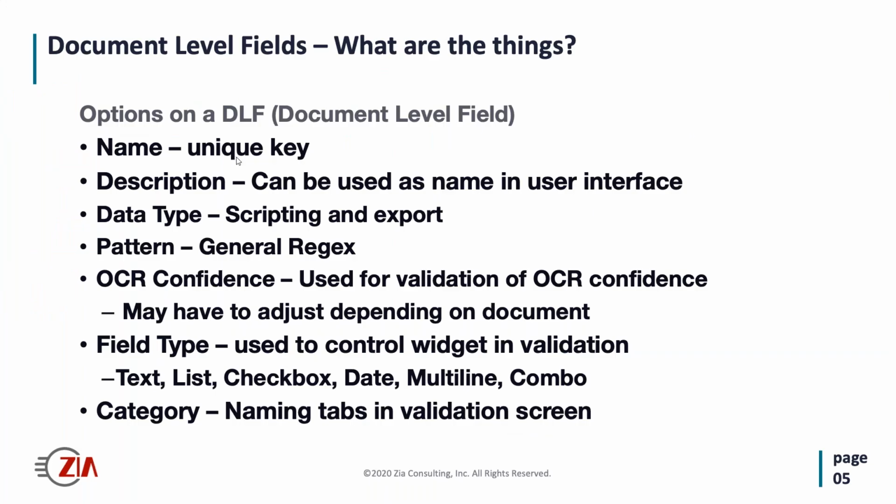So name, it's just a unique key. So that's something that you can't really rename, but you can export that document. You can import that document into another batch class. You can copy that document type, but the name is going to be unique for that particular batch class. Then there's going to be a description, which can be used in the user interface. There are certain reasons why I would not use a space in the name.